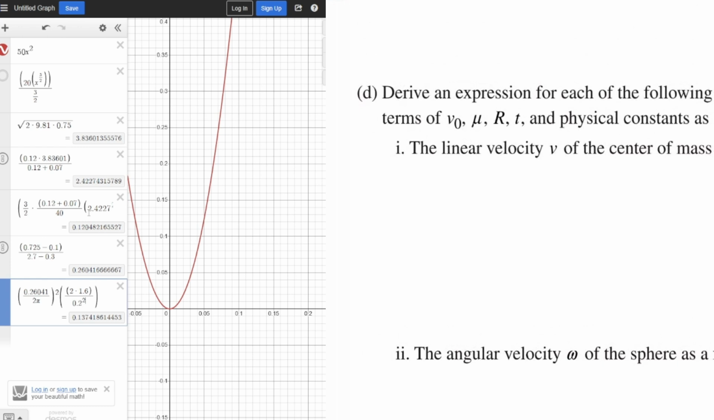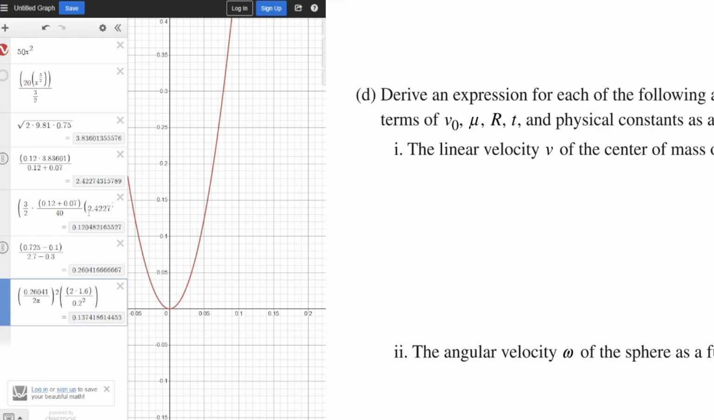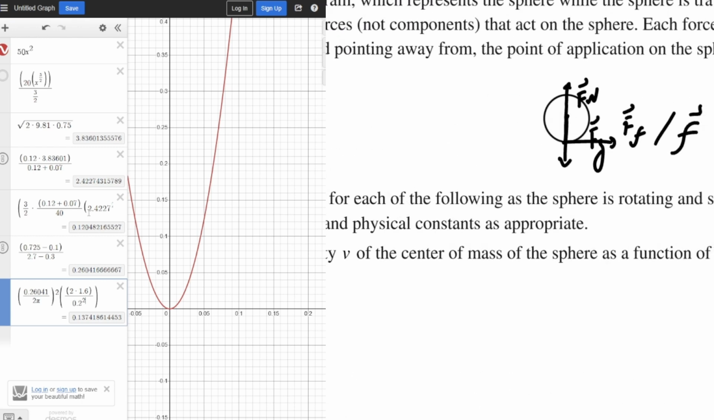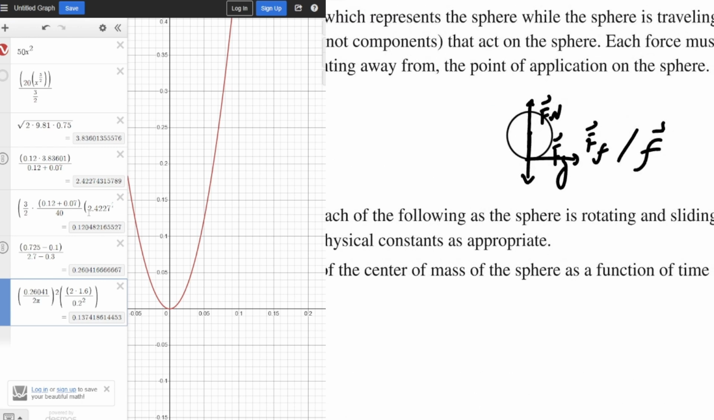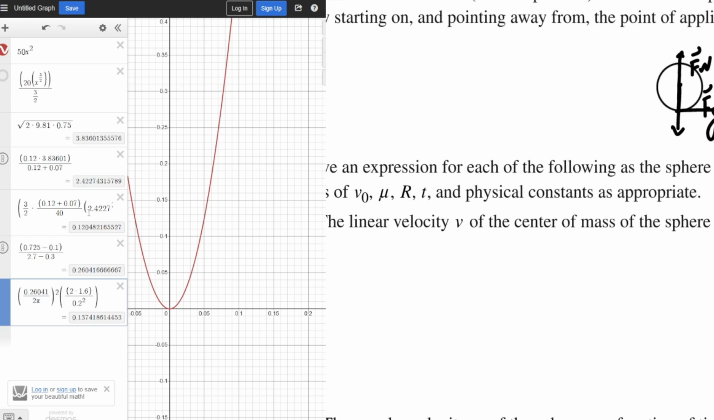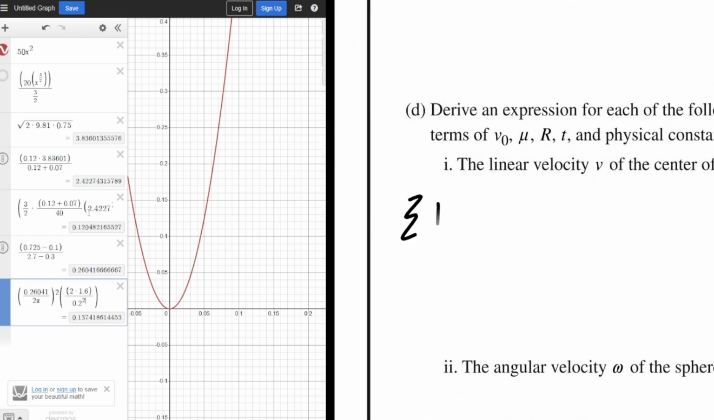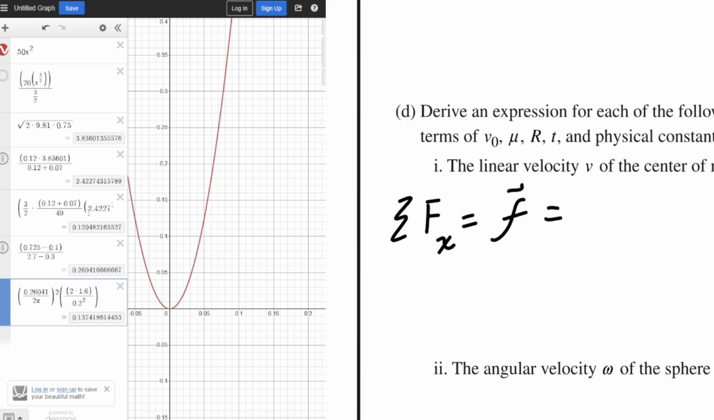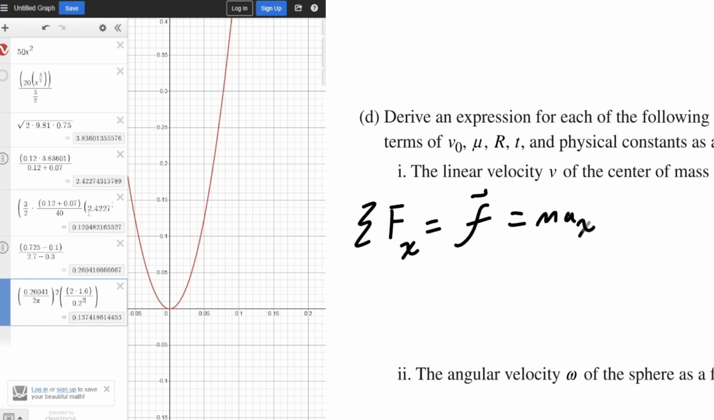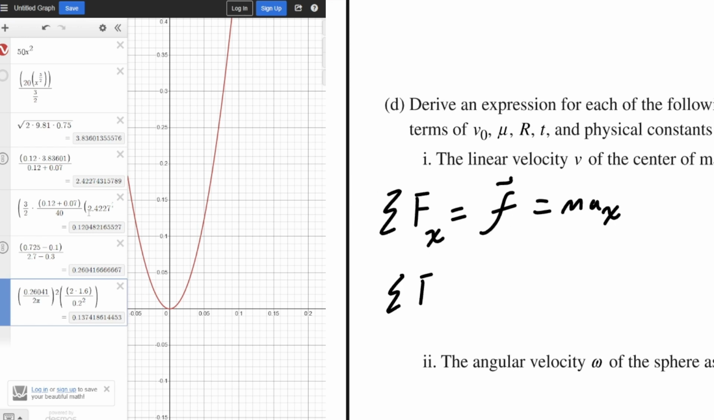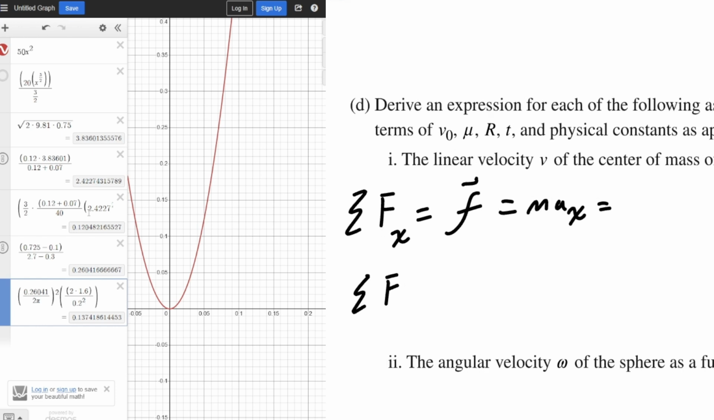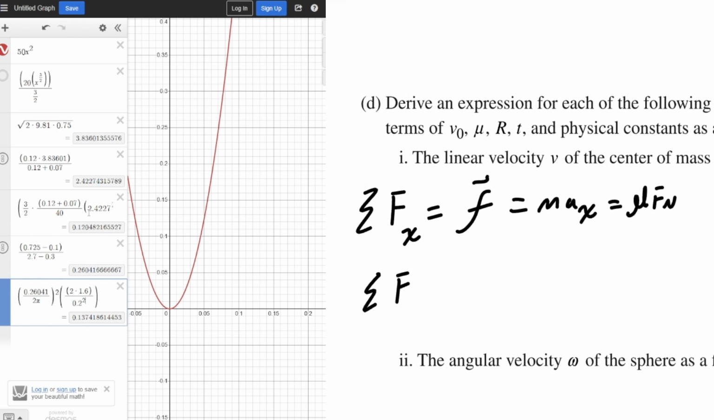So we're going to derive. We need to understand that as it's sliding here, it has a constant acceleration, constant acceleration backward. Well, let's look at the free body diagram. It's not accelerating up or down. Friction is the only thing that causes the acceleration in the x direction. So we're going to say sum of forces x equals the force of friction, which is equal to max. We're going to look at the y now in order to get mu Fn, because friction is equal to mu Fn, right? Sum of forces y equals force normal minus force gravity.